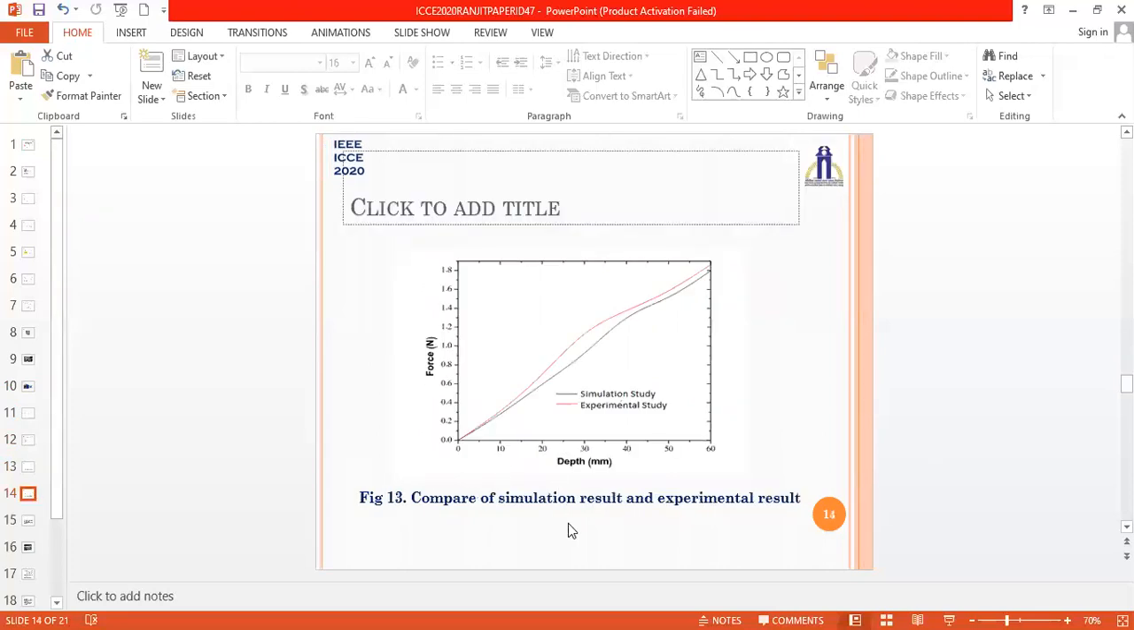And this is my experimental model and the simulation model. Both represent a similar result, and the error is 10.11%, which supports my experimental model and simulation model.